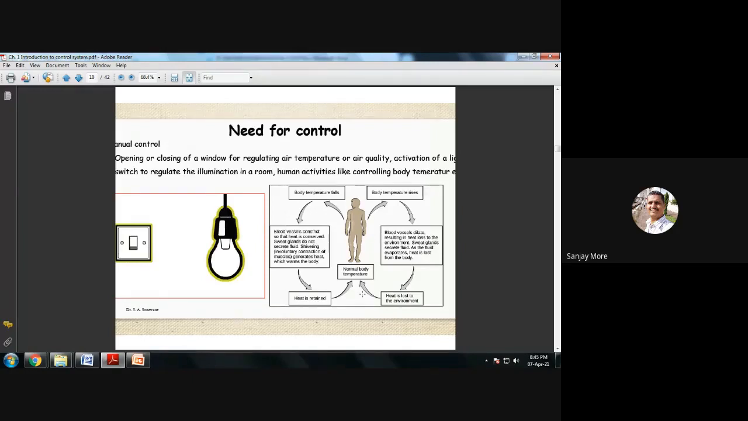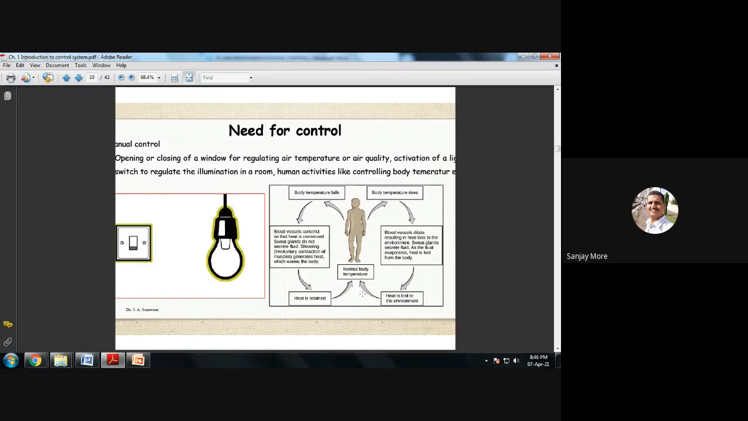in the surrounding environment. See the diagram. Here two descriptions are there, body temperature falls and body temperature rise. Normally body temperature will be approximately 35 to 40 degrees Celsius. And room temperature is different in summer season, different in winter season. Current situation room temperature is above 35 to 40 degrees Celsius. So here normal body temperature is 35 to 40 degrees Celsius. Exact is 37 degrees Celsius, I think.